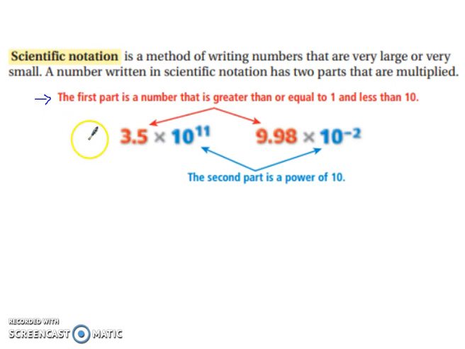For it to be in scientific notation, the number can't be like 35.7. It has to be between 1 and 10. So it has to be greater than or equal to 1 and less than 10. The second part is a power of 10. This is similar to what you were doing in the last 2 examples.